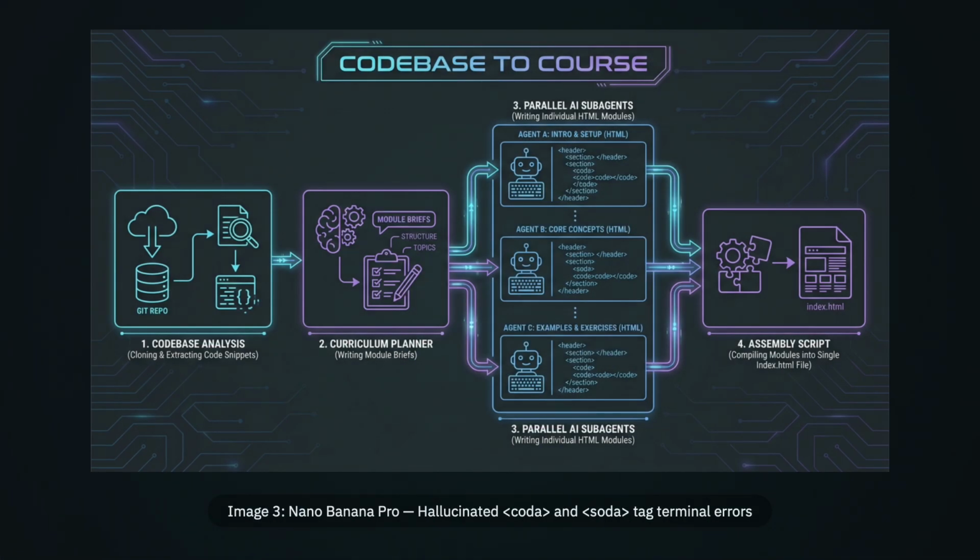Nano Banana Pro got the architecture completely right, showing agents writing strictly HTML code. But even Pro has a blemish. In its decorative code boxes, it rendered garbled pseudo tags like coda and soda instead of code and section. While it is the only diagram that is structurally flawless and presentable, these minor text blemishes prove that even premium Pro models are not immune to character hallucinations.